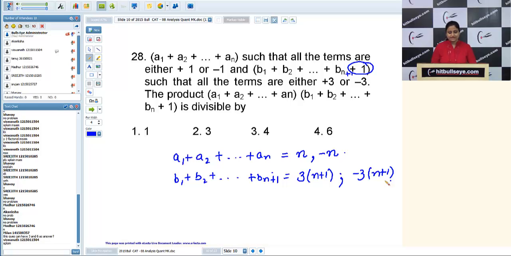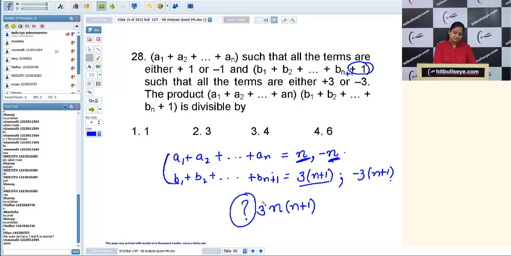Now they say that if we take the product of these things, definitely we'll get n, 3, n plus 1, whatever be the sign here. We are not considering sign, we are just taking the numerical value. So it should be n with any sign. It should be 3 into n plus 1 with any sign.